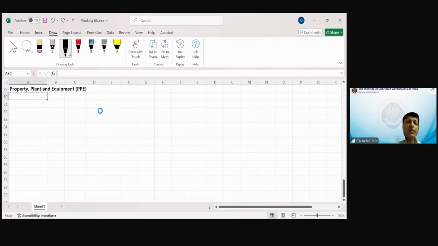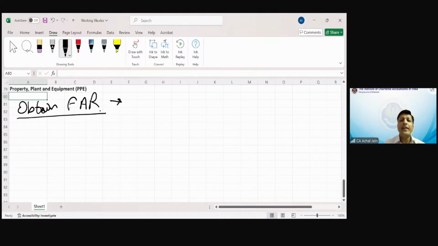Very good. Okay. So now, first step will be what? Obtain FAR, because FAR will have complete details of PP. Gross amount, net amount, depreciation, location, quantity, everything in relation to PP will be there, which will of course be traced to the books, to check whether it matches with the books or not.